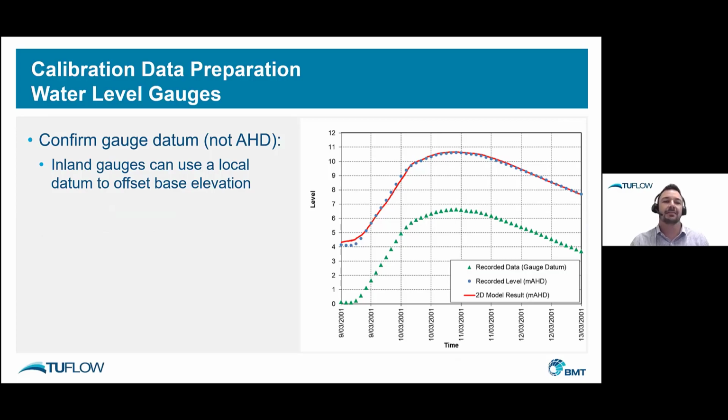Let's move on to gauges. Word of warning. Inland gauges will often use a local datum. They probably won't use your model datum. And if you're trying to calibrate to those without correcting for that offset, well, the model you produce is going to be completely wrong. Here's an example here where we have a 4 meter offset between the model datum and meters AHD, and you need to correct for that before you do your modeling.